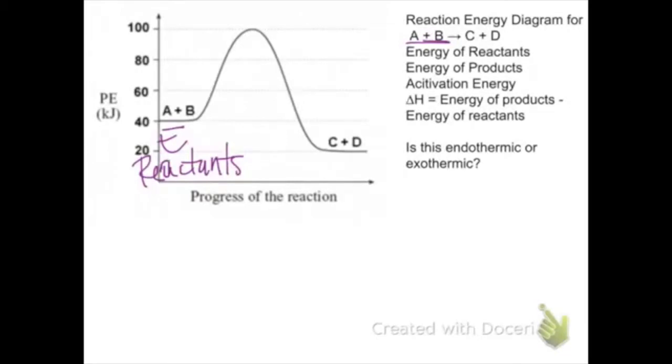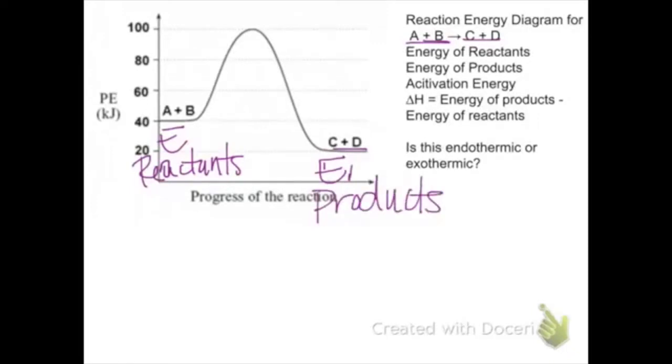So what do we call the things we end up with? Since I have C and D, and C and D are my products, this would be the energy of my products over here. The reactants and the products we're pretty familiar with.